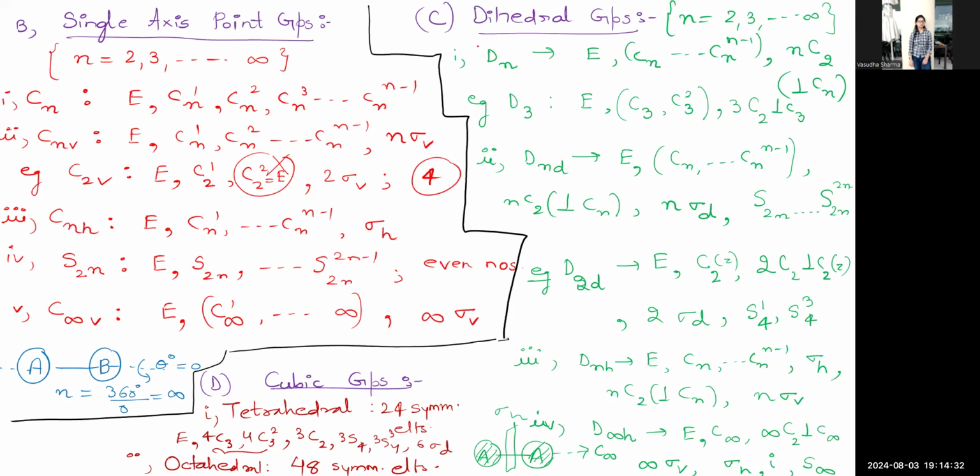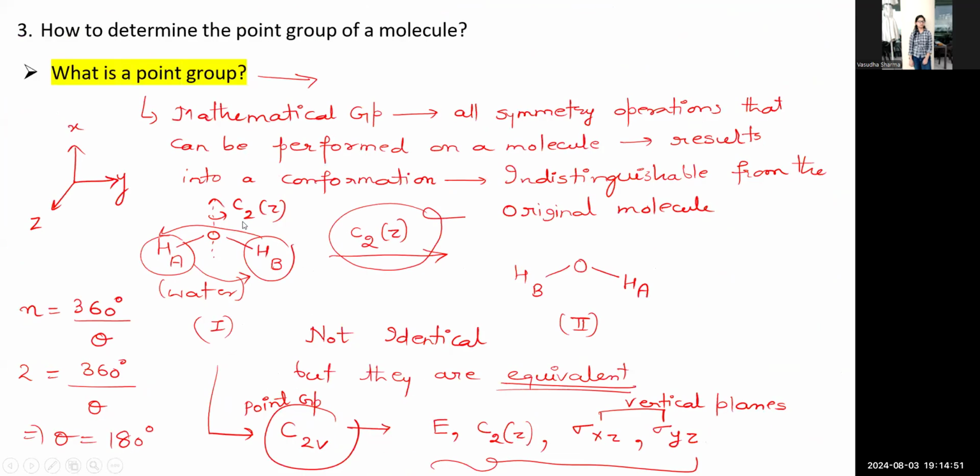Similarly, the dihedral group starts with D, which is bound to have n C2s perpendicular to your principal axis Cn, and the cubic groups, tetrahedral and octahedral, have a larger number of elements. So that is a different classification. Then followed by, if you need to find out how to find the point group of a molecule, and what a point group is.